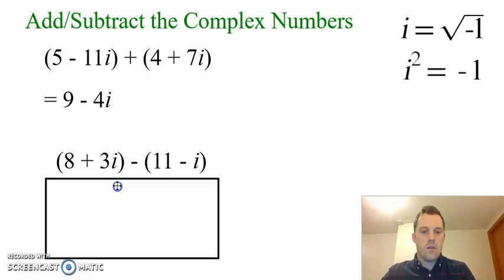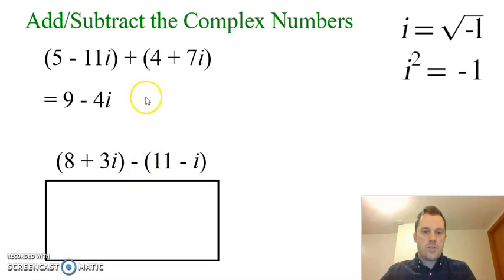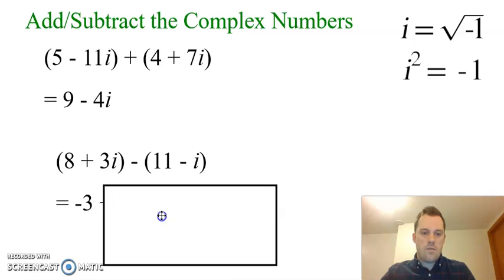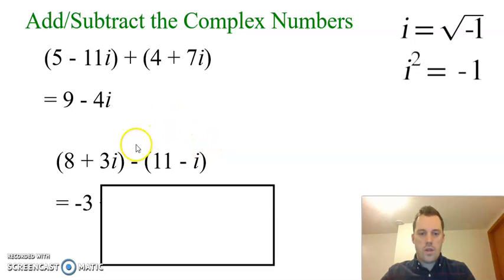For subtracting, the only extra step we have to remember here is that this is the same as plus negative 1, so we actually have to distribute this negative, or I just kind of read it as minus whatever's inside parentheses. So my real component's 8 minus 11 is negative 3, and 3i minus a negative i, well, that's, if I'm doing negative 1 times negative i, that's a positive i, so 3i plus i is 4i.